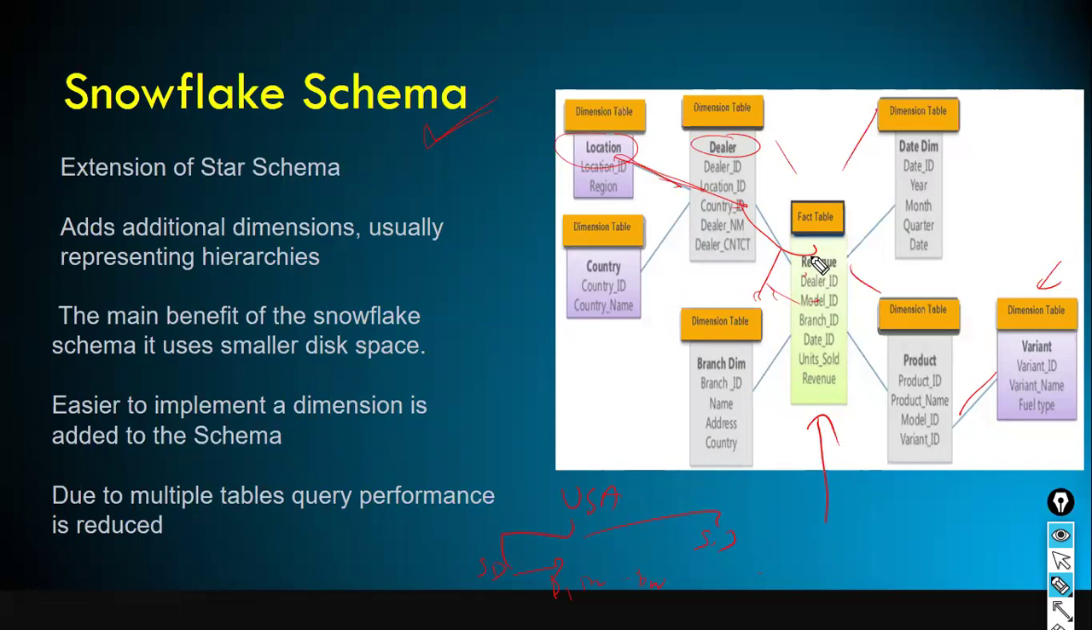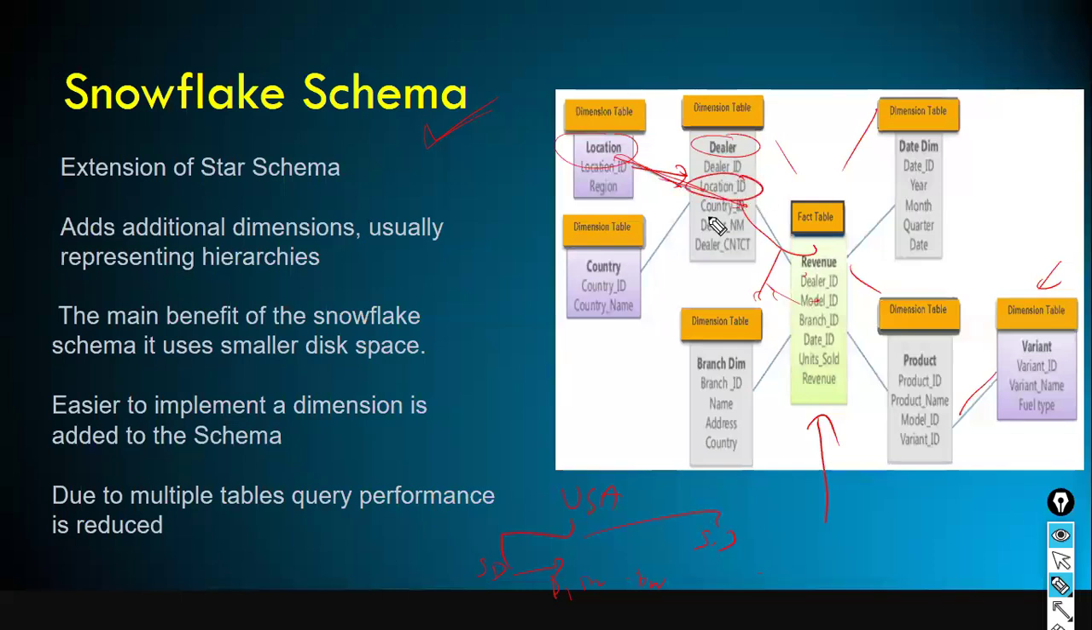But the positive side of this is it requires smaller disk space. So how do you say it's reducing the disk space? If you split it like this, what will happen? Here you store only the location ID, right?